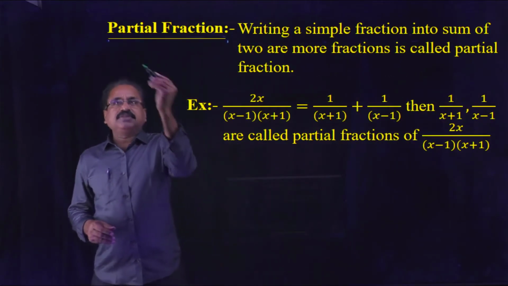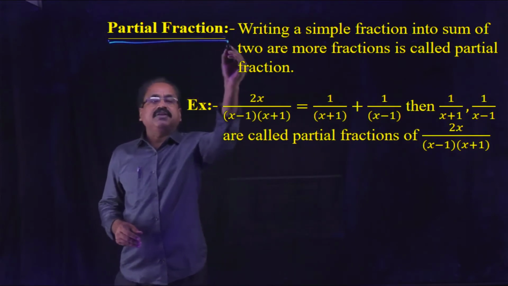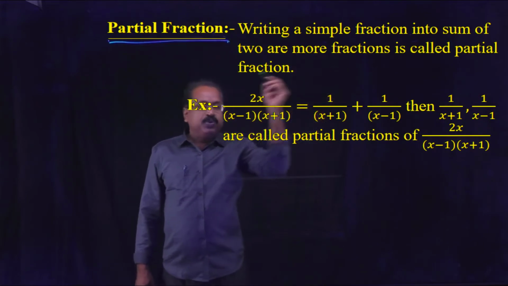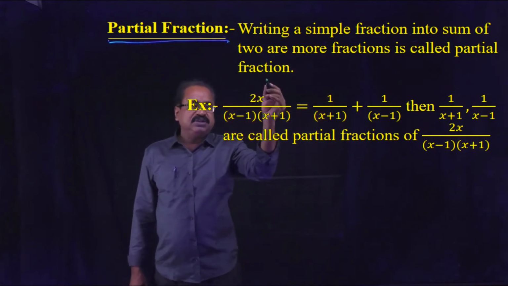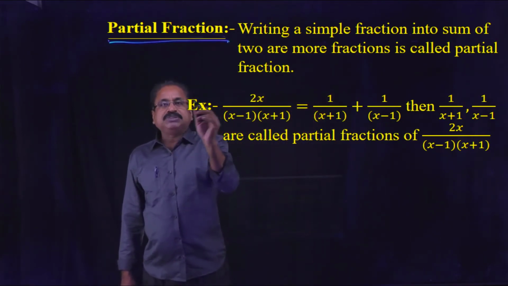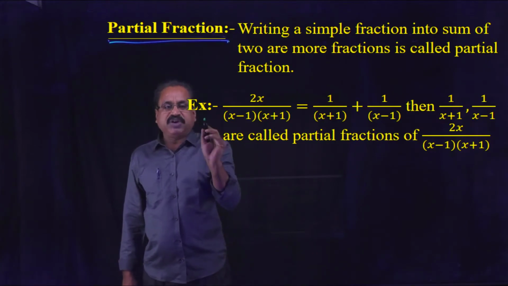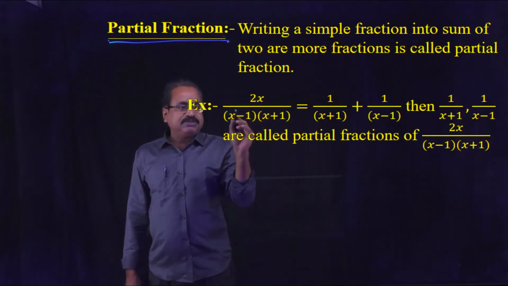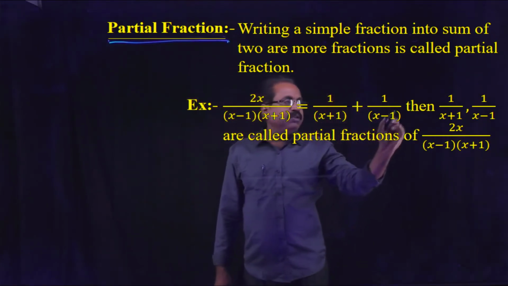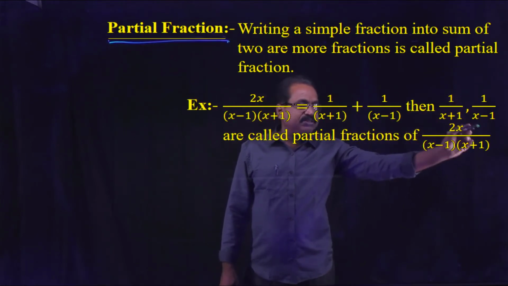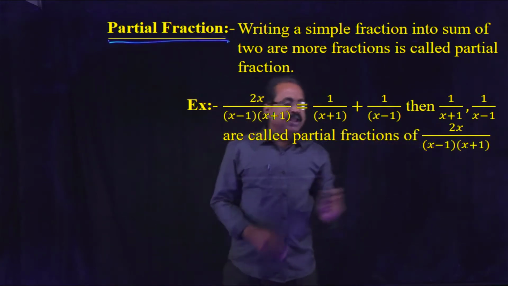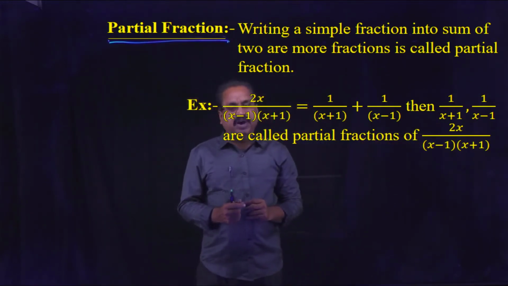Okay, let us take the definition of partial fraction. Writing a simple fraction into sum of two or more fractions is called partial fraction. Example: 2x by x minus 1 into x plus 1 is equal to 1 by x plus 1 plus 1 by x minus 1. Then 1 by x plus 1, 1 by x minus 1 are called partial fractions of 2x by x minus 1 into x plus 1.